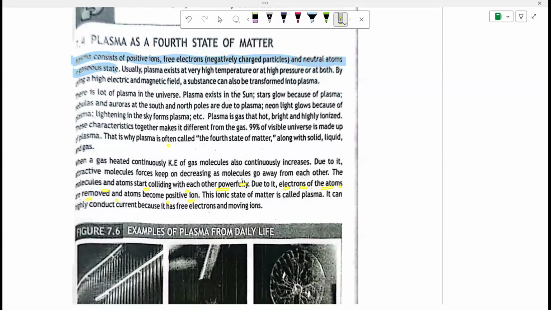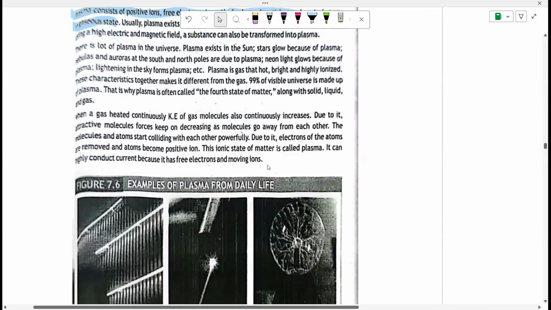Because of very high temperature and pressure, electrons in their outermost shell are transferred. Sorry, they leave the outermost shell and they become ions. Due to it, electrons of... अच्छा, लिखा हुआ है उसने आगे, हमने ये डिस्कस कर लिया. This ionic state of matter is called plasma. If there is no ionic state existing in there, we will not call it a plasma.